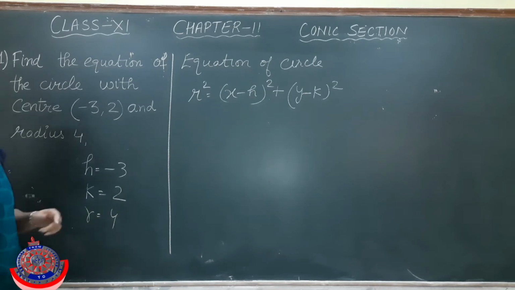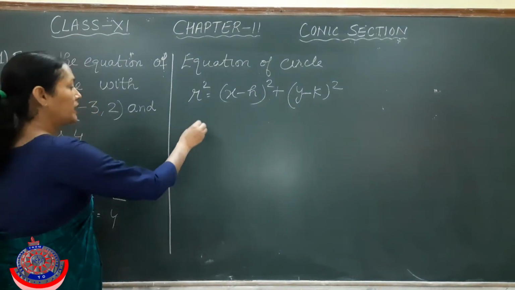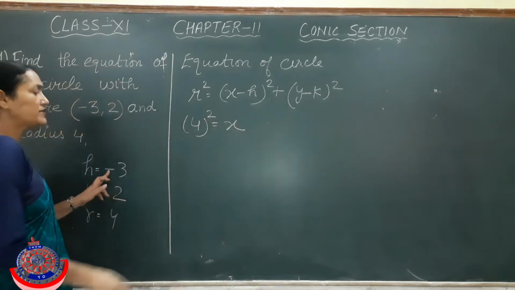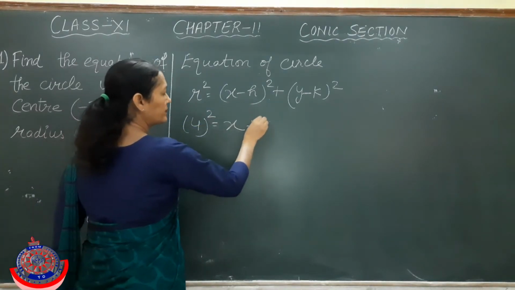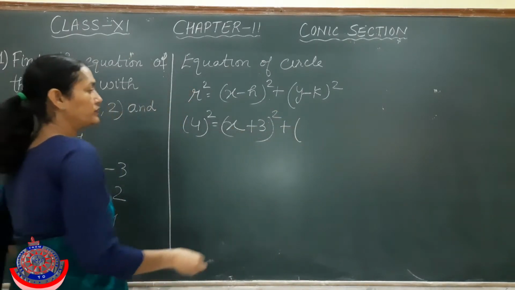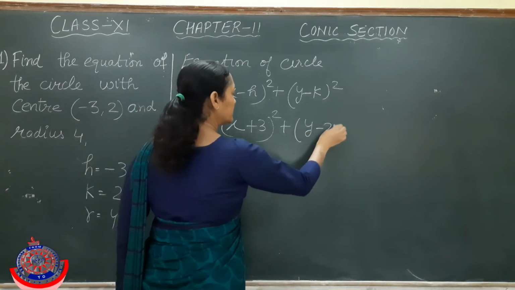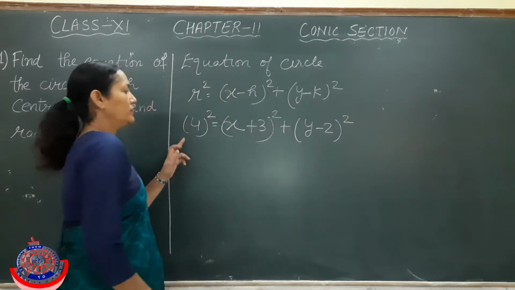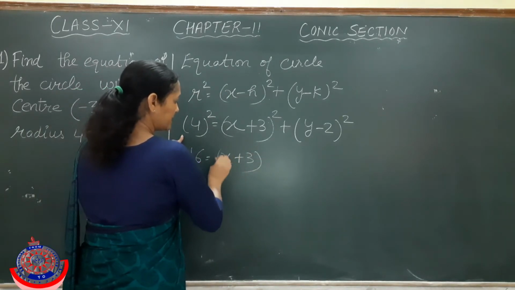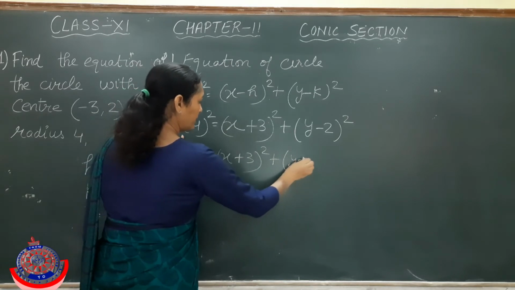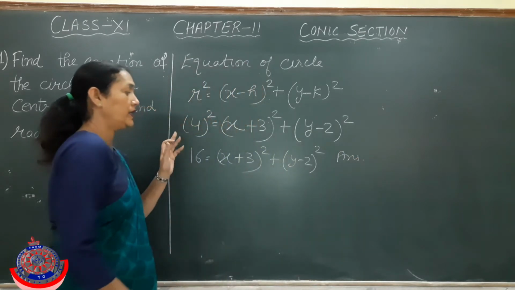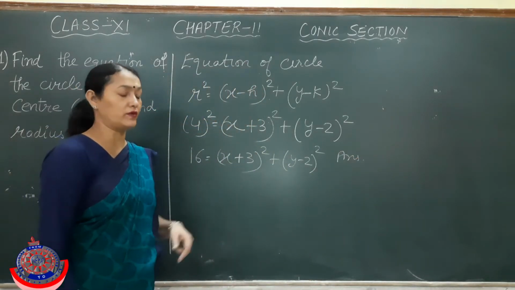So just inserting these values in the equation, we will be getting 4 square is equal to (x minus of minus 3), and minus minus will give plus, then (y minus 2) square. So one of the equations of the circle we have got like this. So this you can say is the answer. But if we expand this answer, what will we be getting?